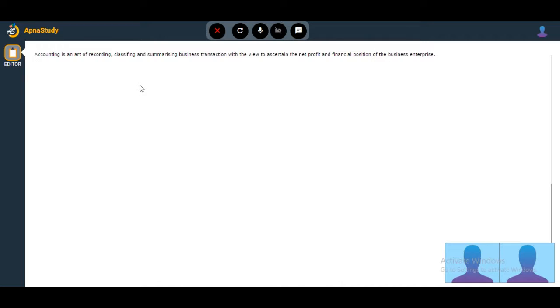So, every monetary transaction we do in our business has to be recorded. Firstly, it has to be recorded. Secondly, it has to be classified, then summarized. And the purpose of doing all this is to get net profit, to know how much we have earned and what our position is, where the business is standing. It's the overall position that we get to know with accounting.